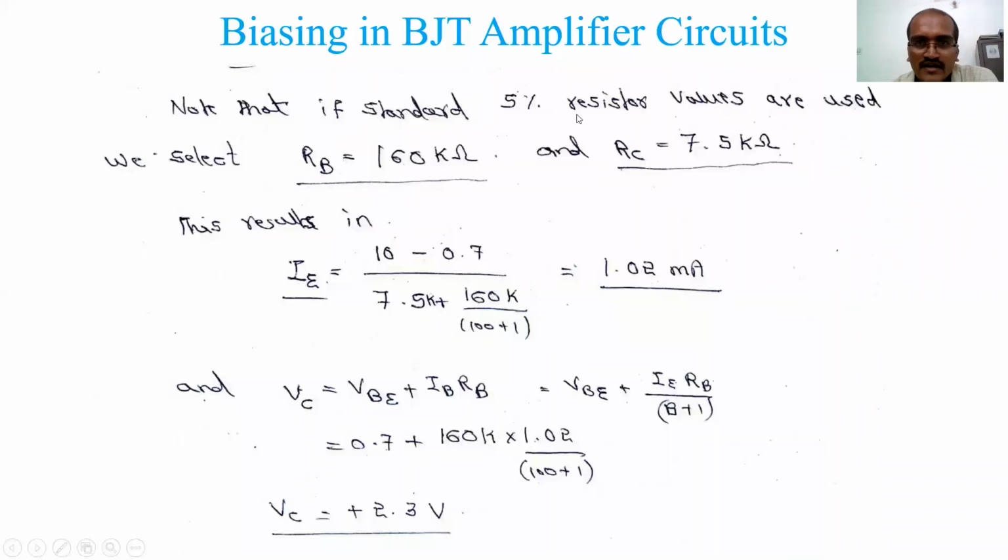If standard 5% resistor values are used, I can choose RB equal to 160 kilo ohm and RC equal to 7.5. 7.7 was the design, now 7.5, and RB 160. If I take these values, am I satisfying the criteria or not? That also I have to check. IE equal to 1 milliamp, VC equal to 2.3.